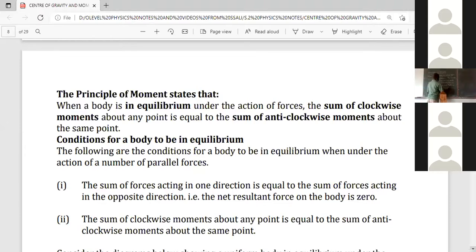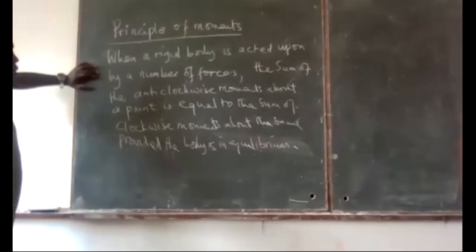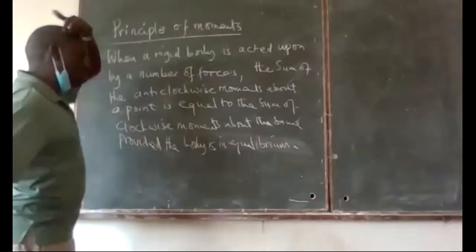So are we wrapping up, members? Yes, you are wrapping up. Okay. So please, you have that statement. I've written it in reverse maybe, but we are saying that any rigid body acted upon by a system of forces will have its anti-clockwise moments equal to the clockwise moments about any point, or about the same point, provided that body is in a state of equilibrium.